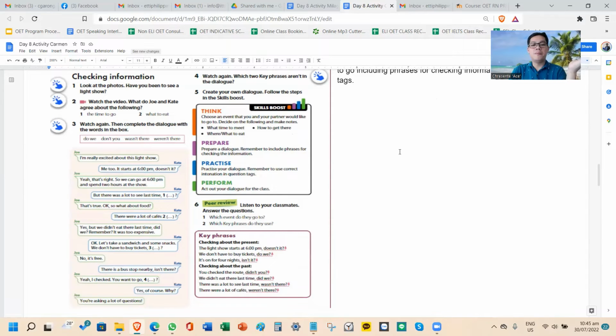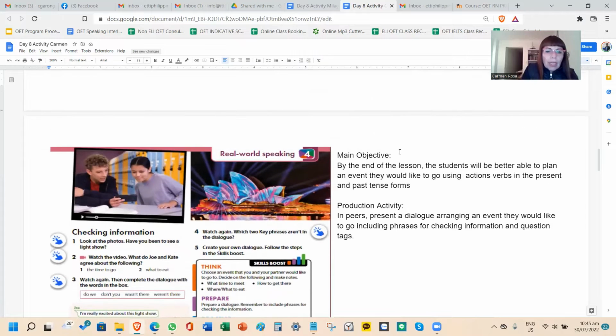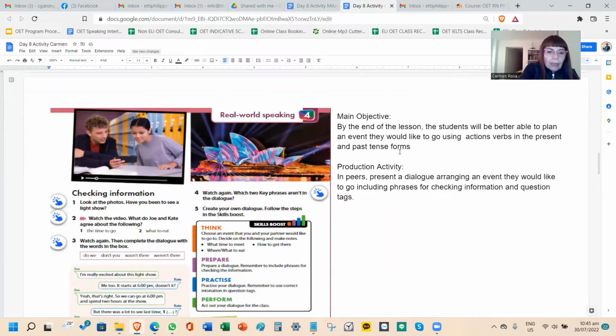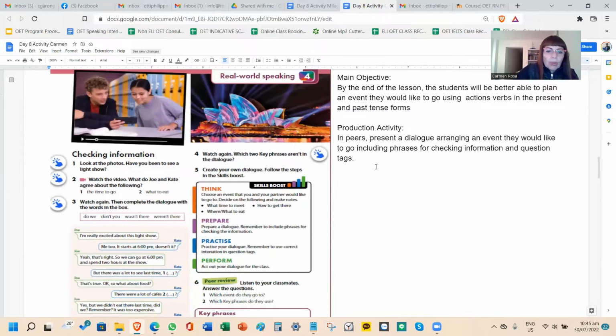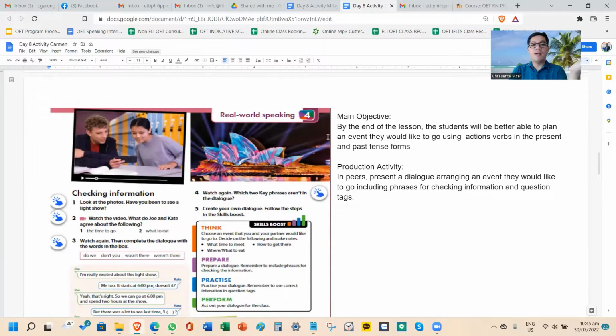So it's planning. Practice is here after prepare. Look, after prepare, you have practice. Practice your dialogue. Remember to use correct intonation in question tags. So what would be your main objective here? It's not just to plan, right?